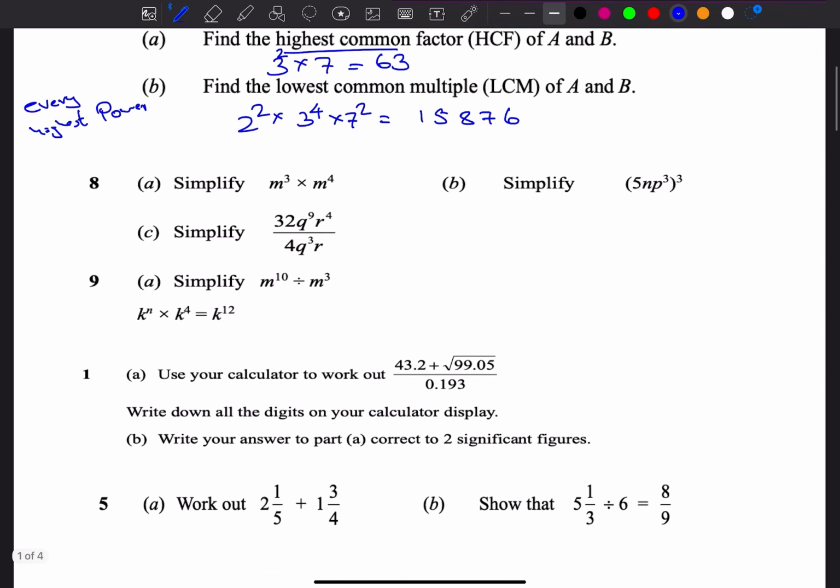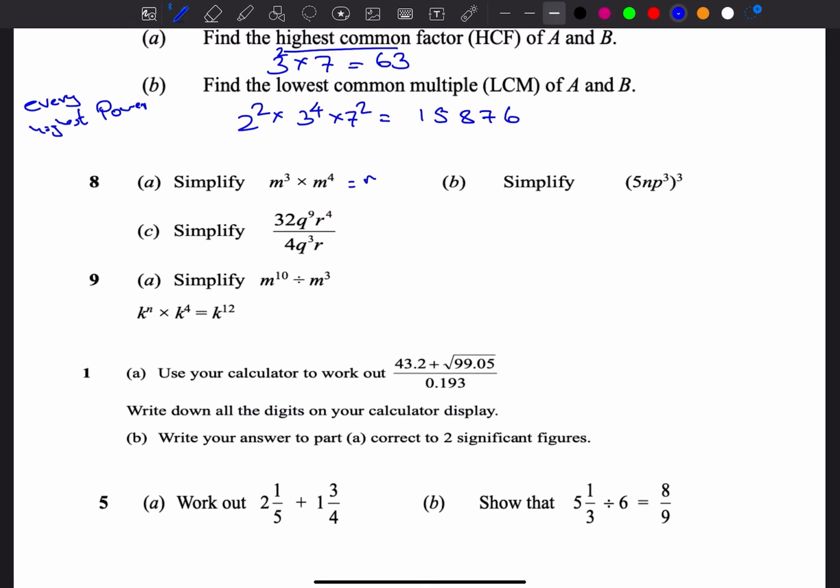Okay, next one. You know that. M to the power 7. This is 5 to the power 3, which is 125. N to the power 1 technically, times it by that. N to the power 3. P to the power 3 times 3 is 9. Divided. 32 divided by 4 is 8. Q to the power 9 take away 3 is 6. R to the power 4 take away, technically there's a 1 here, that's 3. If you take away the powers, M to the power 7.